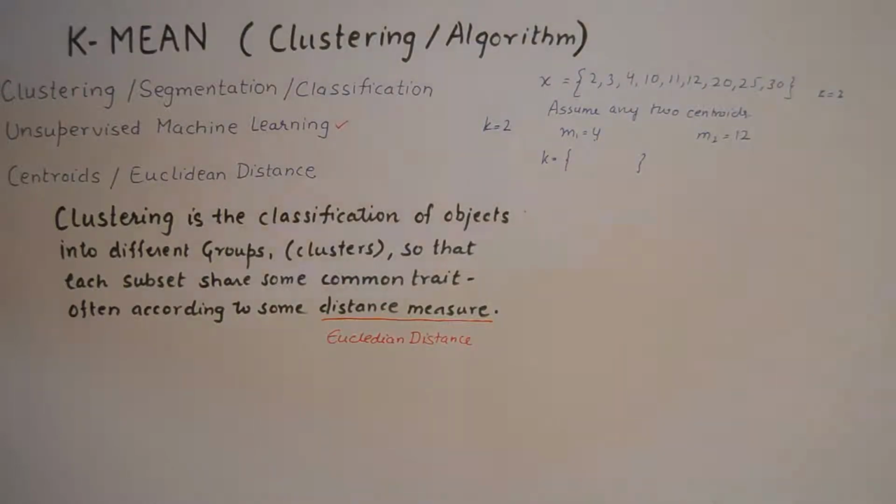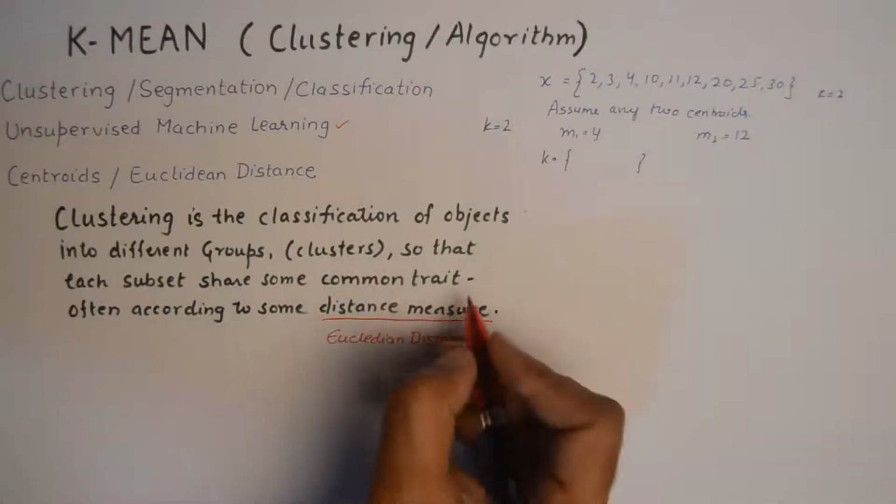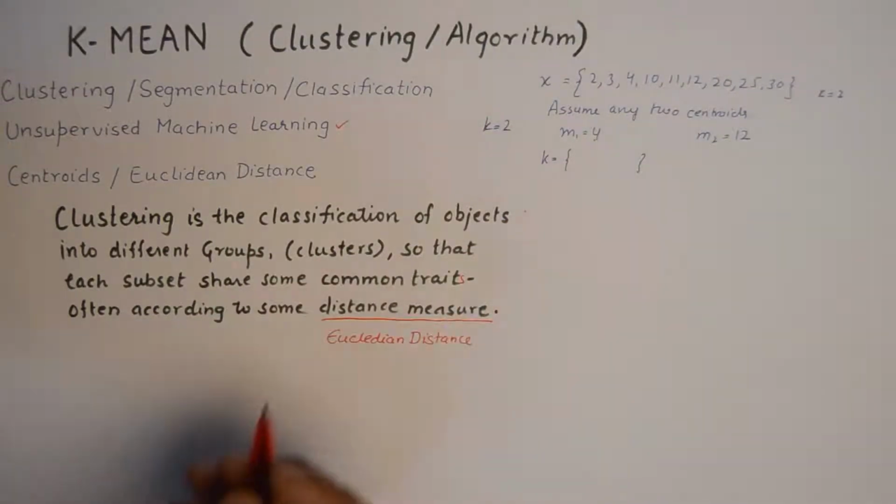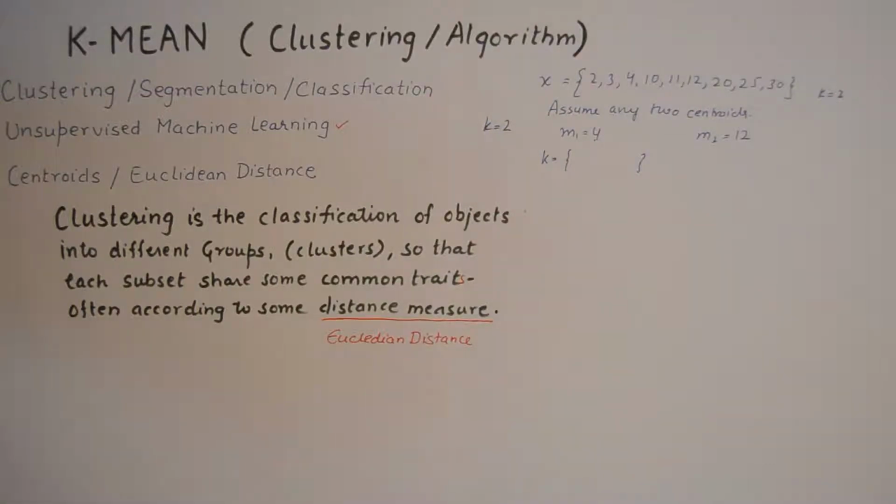Now these groups are made so that each of these clusters should share some common traits, and this grouping is often done according to some distance measure. Now there are many distance measures. You could have Euclidean distance, Manhattan distance, maximum norm, Mahalanobis distance, inner product space, Hamming distance, and so on and so forth.